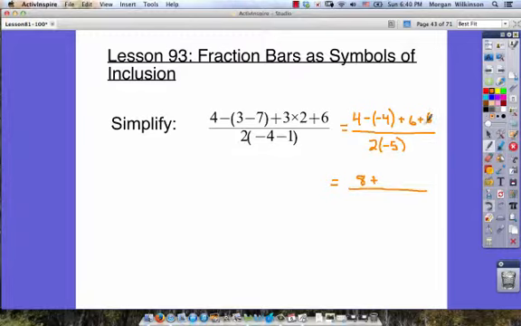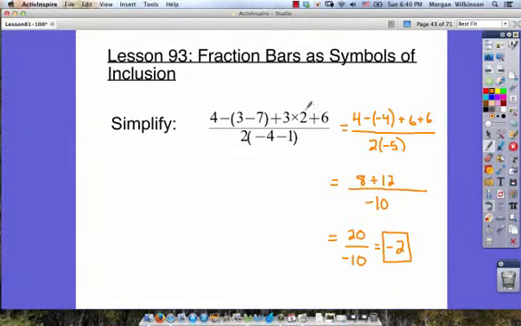We know with the commutative property we can do addition in any order. So we're going to get 8 plus 12, because 6 plus 6 is 12. In our denominator we have 2 times negative 5, that's negative 10. So we can simplify now, because 8 plus 12 is 20, and we're going to get 20 over negative 10. That's like saying 20 divided by negative 10. Well, 20 divided by negative 10, that must be negative 2. And we've got our final answer.